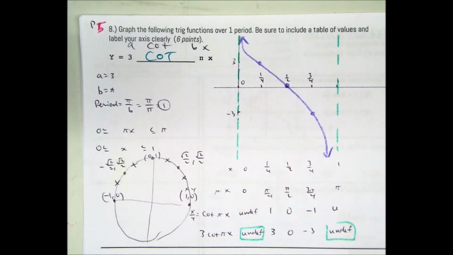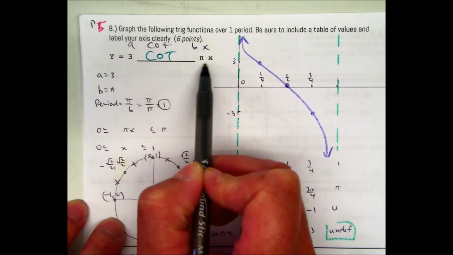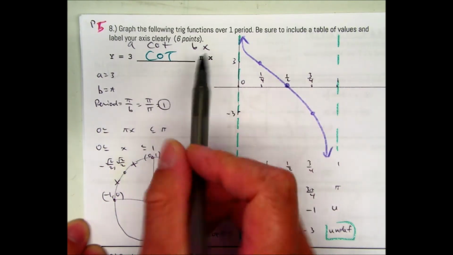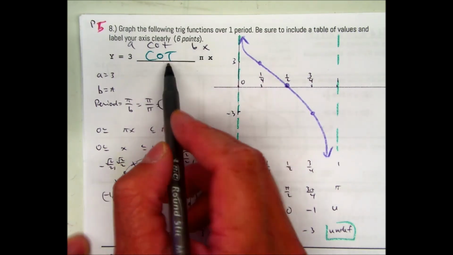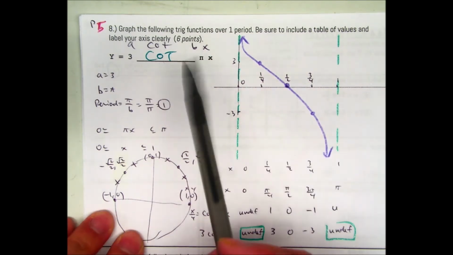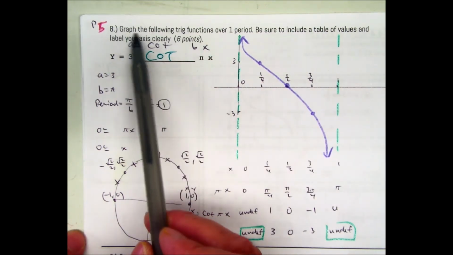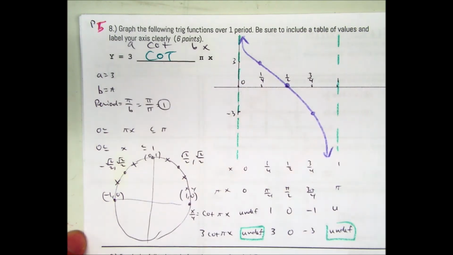Alright, for question number 8 for period 5, I asked you to graph y equals 3 cotangent pi x. Remember, this was written on the board. Out of my 3 classes, 2 students decided to write down 2 random trig functions and try to graph those. Pay attention to what I ask you to do. Graph the following trig functions over 1 period. Be sure to include a table of values and label your axes clearly.